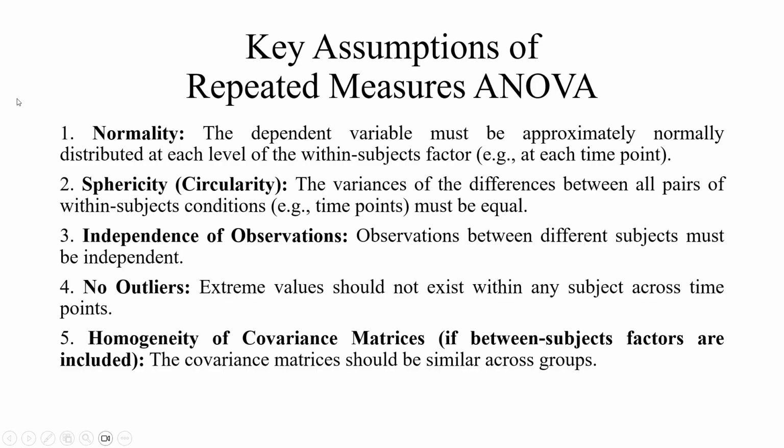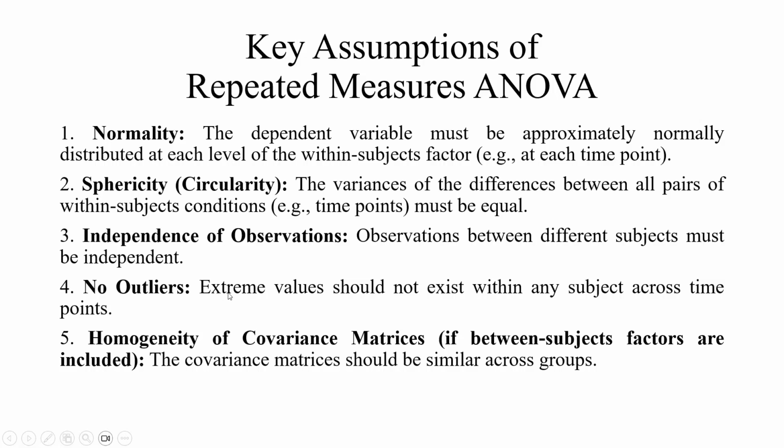What are the key assumptions of repeated measures ANOVA? The first one, normality. The dependent variable must be approximately normally distributed at each level of within subject's factor, that is at each time point. Sphericity. The variances of the difference between all pairs of within subject conditions, that is the time points, must be equal. Independence of observations. Observations between different subjects must be independent.